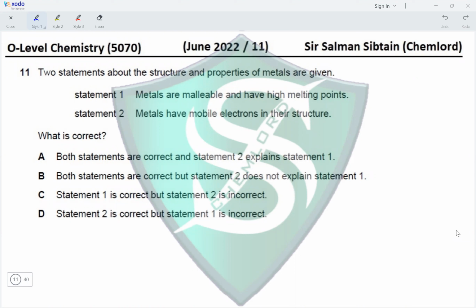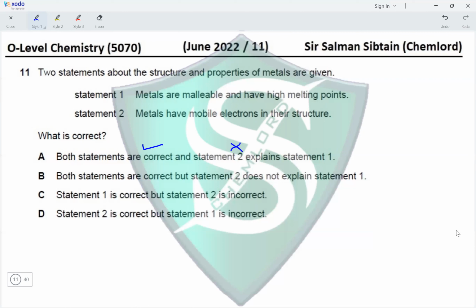Now they're asking us whether the two statements are correct or not, and there is other text as well. Let's look at the options. A, both statements are correct, and statement 2 explains statement 1. Both statements are individually correct. Yes. Statement 2 does not explain statement 1. Statement 2 is talking about mobile electrons, whereas statement 1 is talking about malleability and high melting points. So they are not related. They are all different properties of metals.